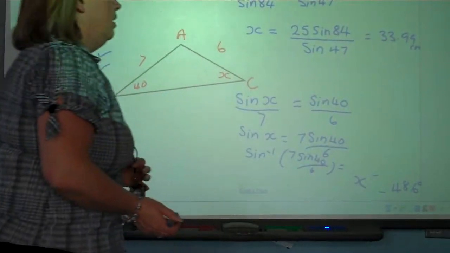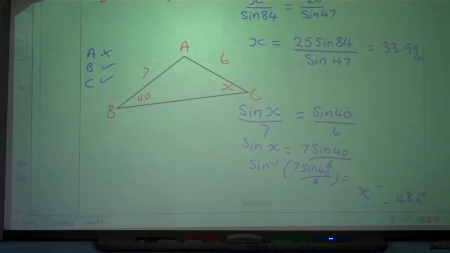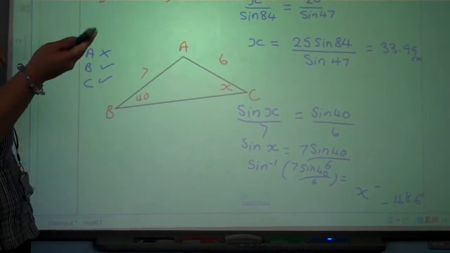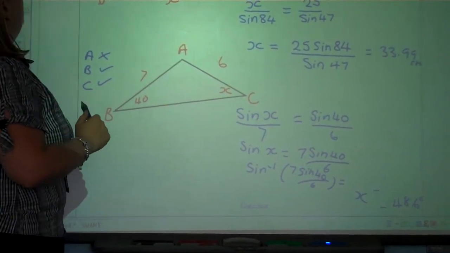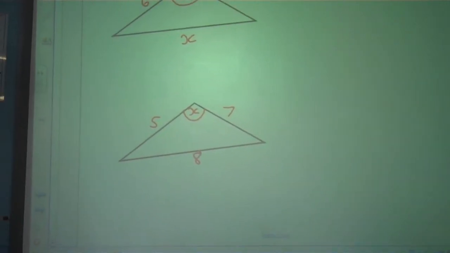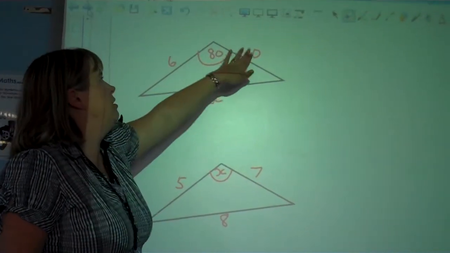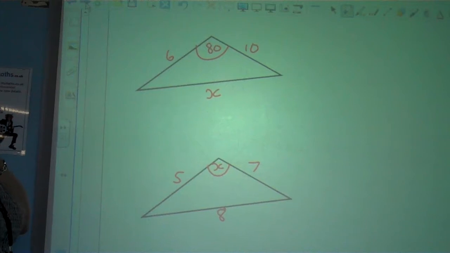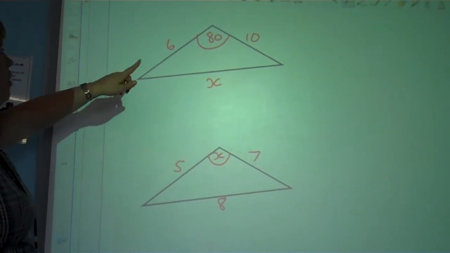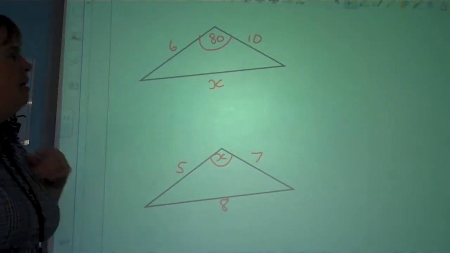48.6 degrees. Okay, so are you happy with the sine rule? Because you've not seen it before, you're happy? Yeah. Right, okay. So, this one here, when you look at this, you can see straight away you've got an angle and 2 things either side. You don't need to worry about checking pairs. If you've got the angle and the 2 either side, then you know it's what?